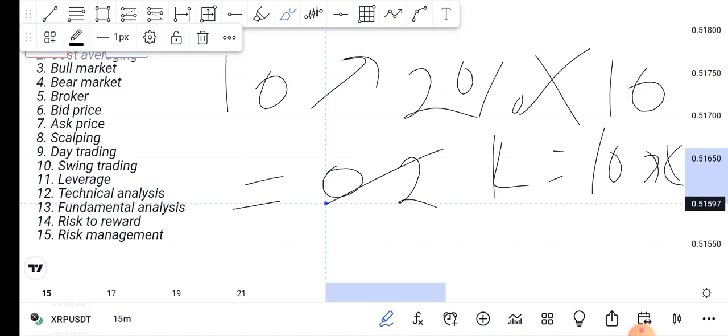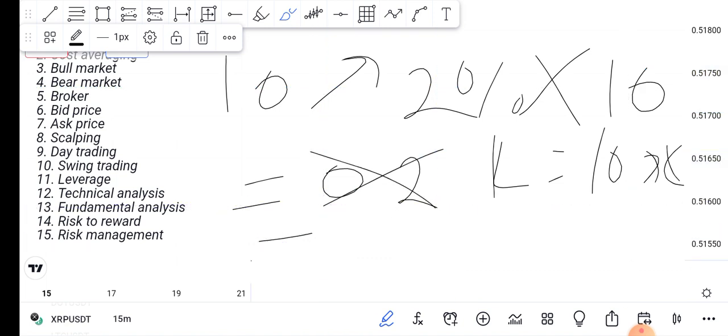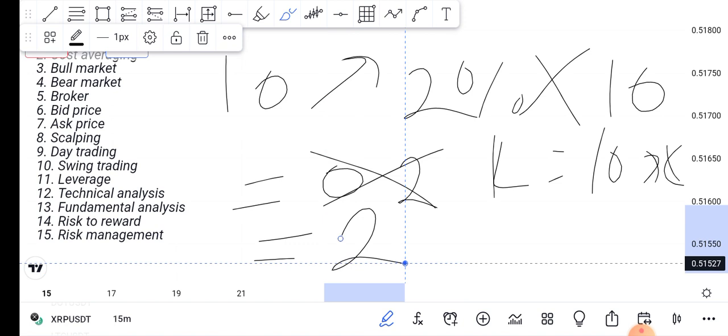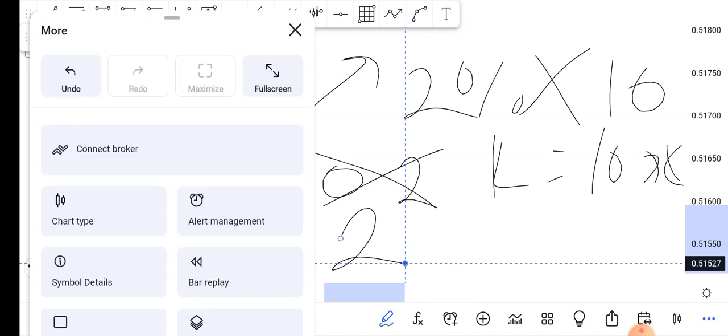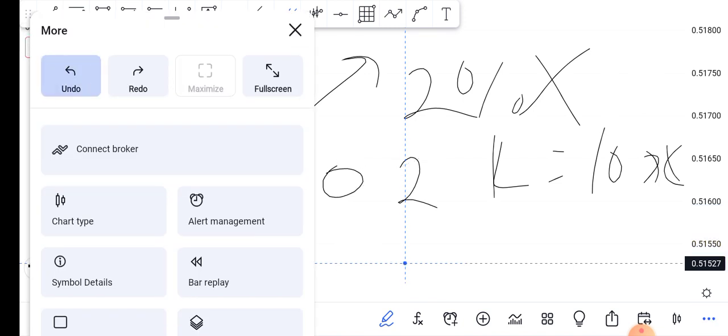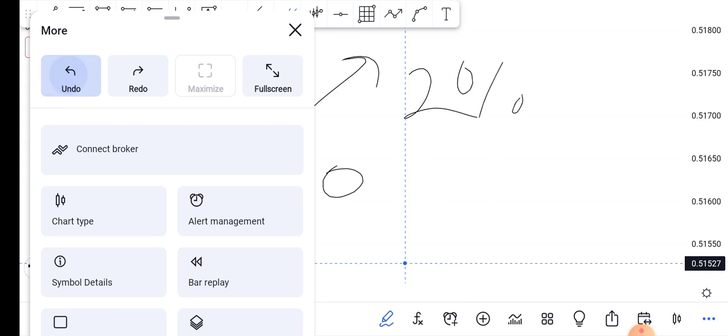So I will not be making this amount again. The amount I'll be making is what? 20% of $10 is just $2. And let's say I use a 20 times leverage. I'll be making how much? 2 times 20, which is 40%. So 40% of $10 will be $4. That's how leverage works. I hope you understand. Okay, if you don't understand, you can go over the explanation again.